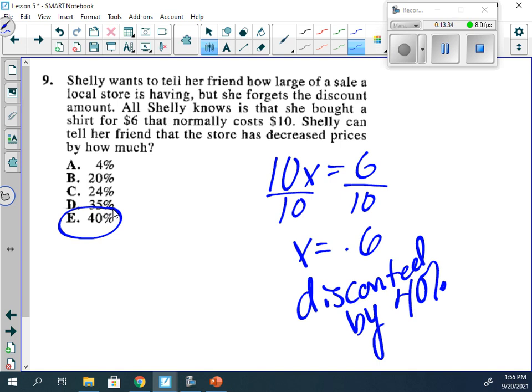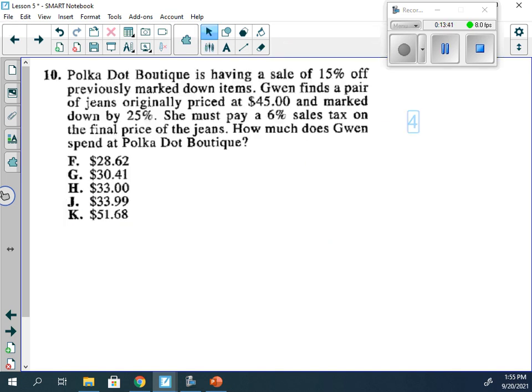Mm-hmm. 6 is close to 5. 5 would be half off. Yes. All right, let's look at 2 more.